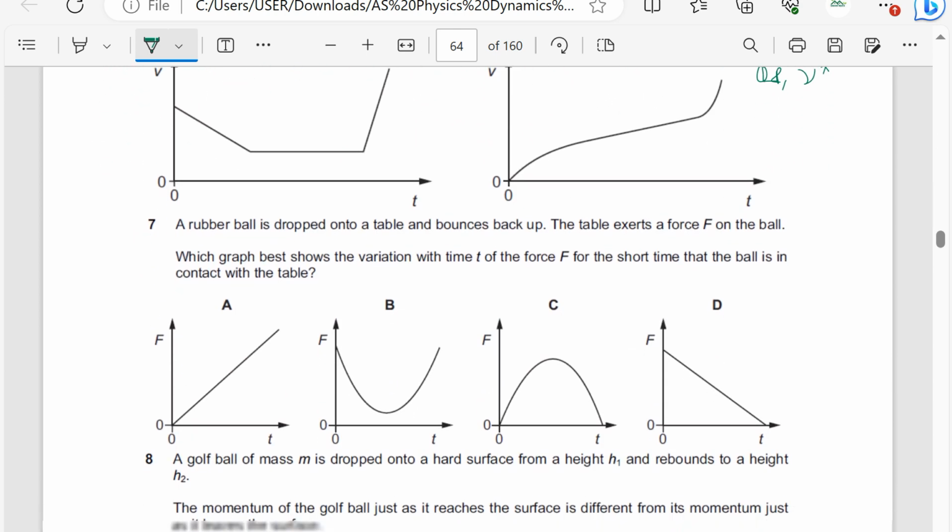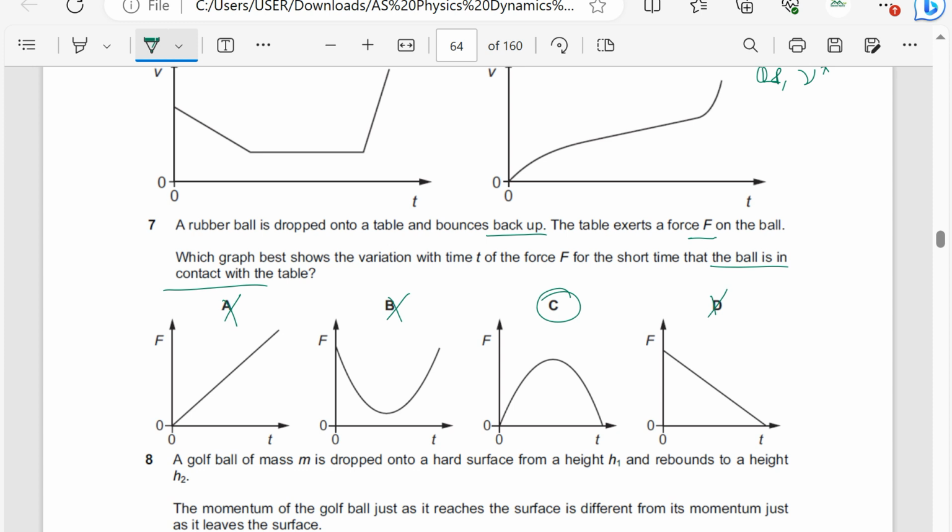A rubber ball is dropped onto a table and bounces back. The table exerts a force F on the ball. Which graph best shows the variation with time t of the force F for the short time that the ball is in contact with the table? So I think A is wrong, B is wrong. The answer is most likely going to be C, D is wrong. Why am I saying C?